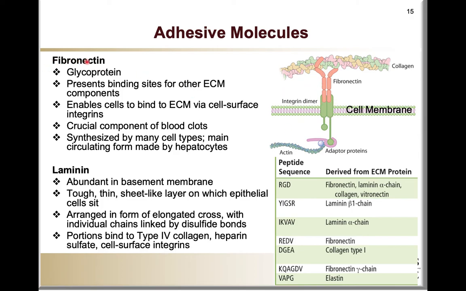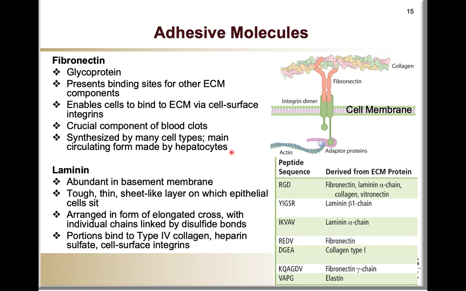So fibronectin is a glycoprotein. It presents binding sites for other extracellular matrix components as shown here. It enables the cells to bind to the extracellular matrix via cell surface integrins. It is a crucial component of blood clots and it is synthesized by many types of cells, but the main form that is found circulating is made by the hepatocytes or liver cells.